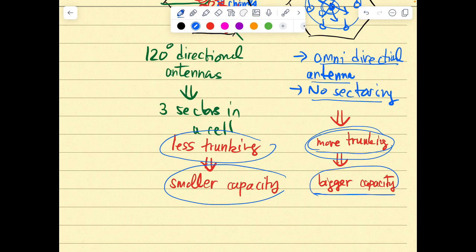So this sectoring technique, as I introduced in the beginning, has a plus and a minus. The plus is we can increase the quality of the signal, which is to increase the signal to interference ratio, because we cut down the number of co-channel cells. But on the other hand, the downside is it's going to be less efficient in terms of trunking.